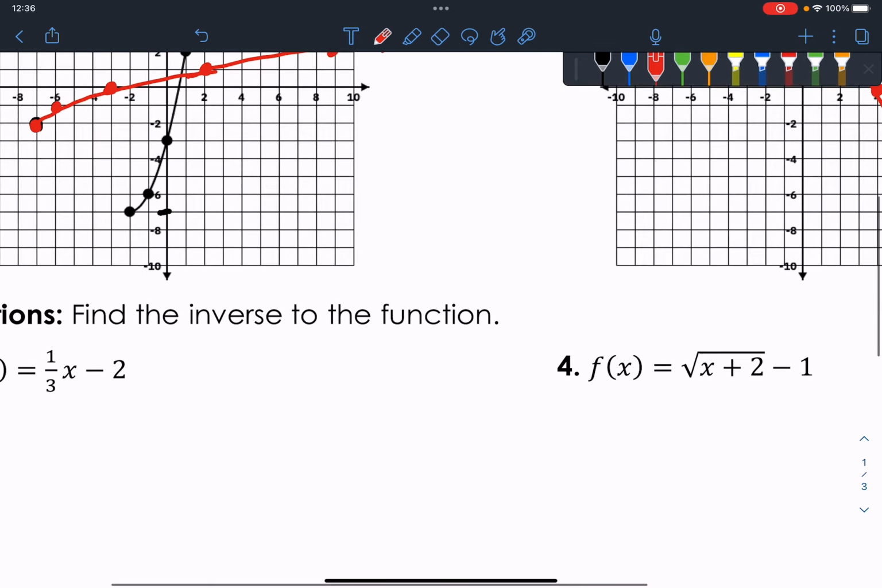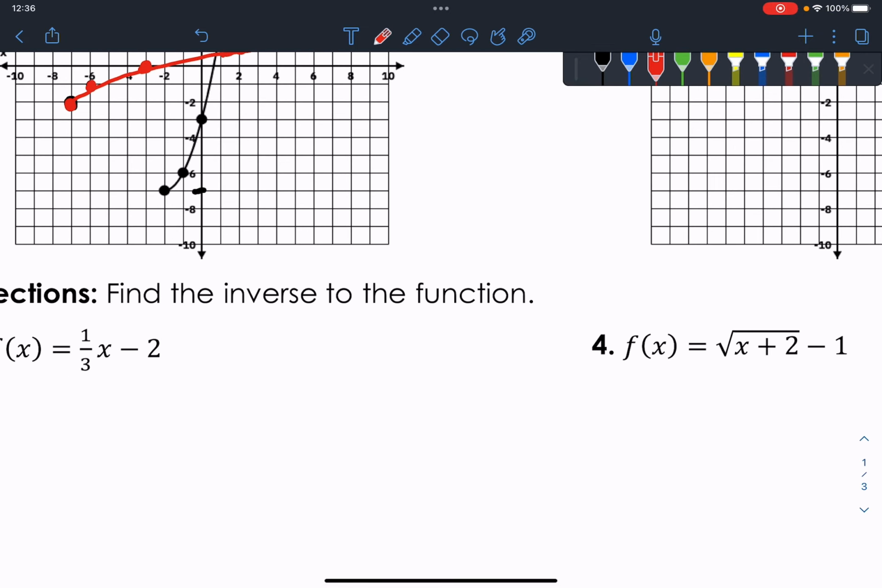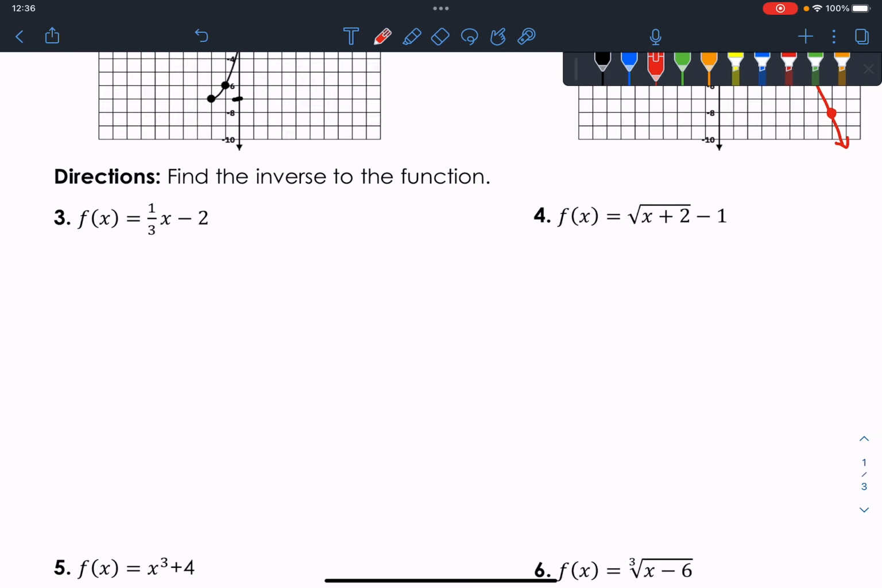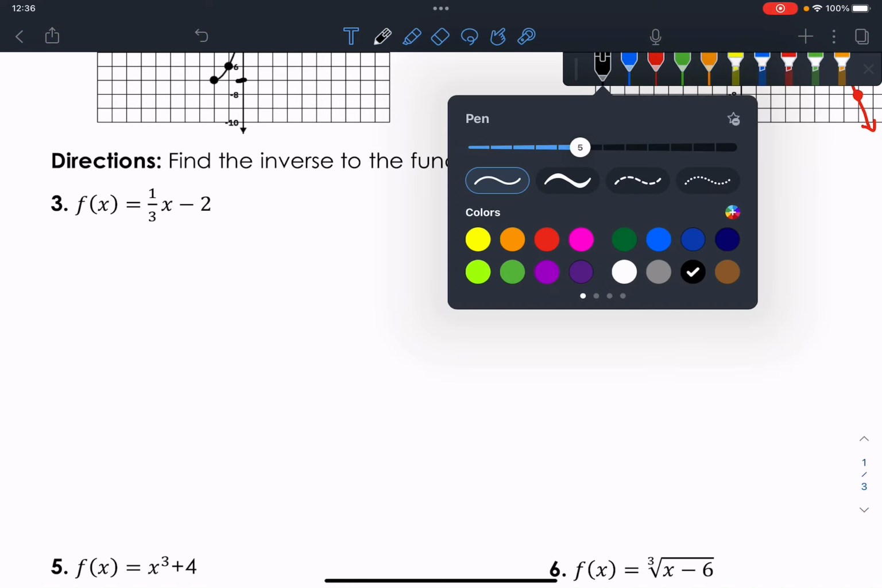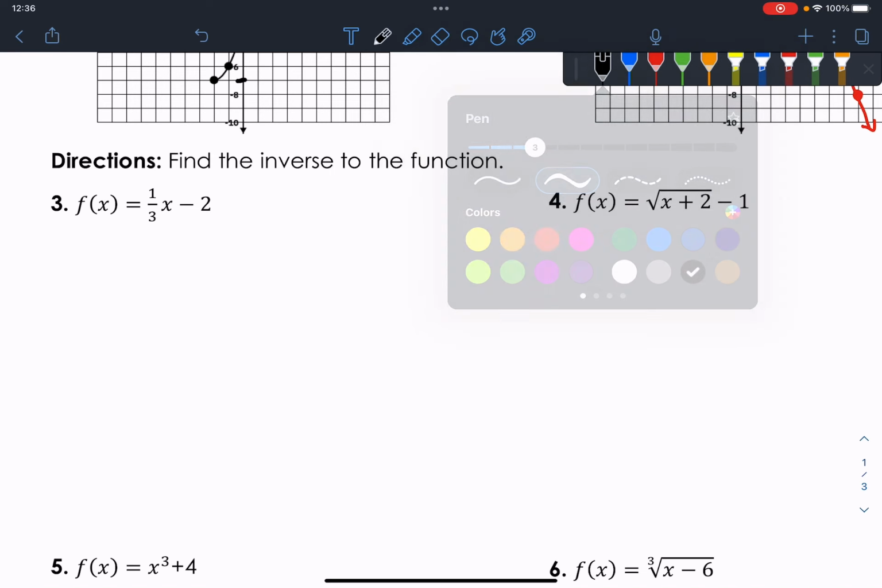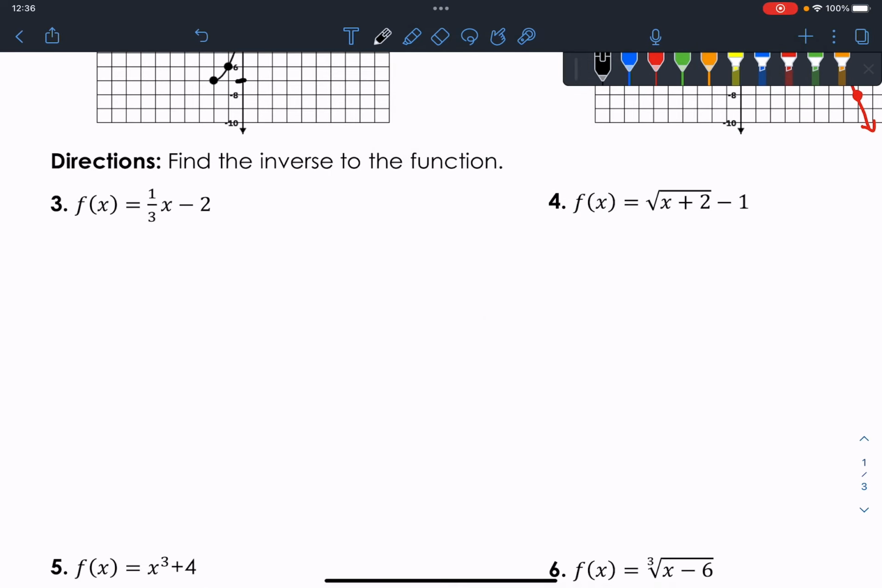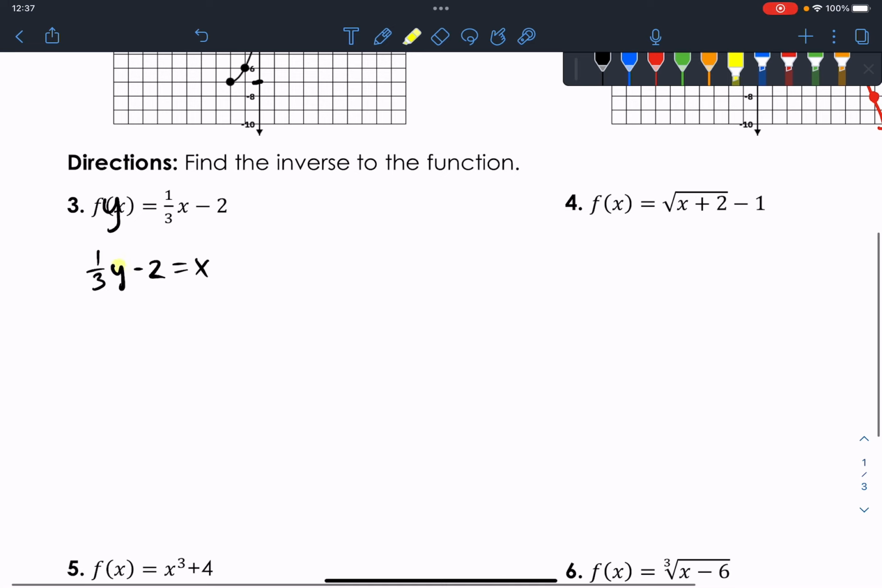Now the next thing that you need to do with inverses is find the inverse of a function. So let's look at example number 3. So to get the inverse of this function here, we would switch the y with the x. So remember, f of x is the same thing as y. So we're going to switch the x and the y, and we're going to get 1/3 y minus 2 equals x. And we're going to solve this equation for the variable y.